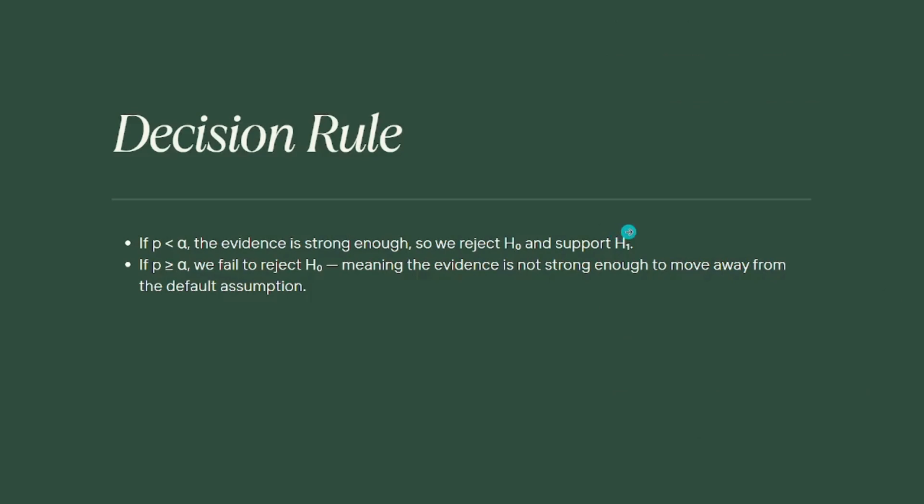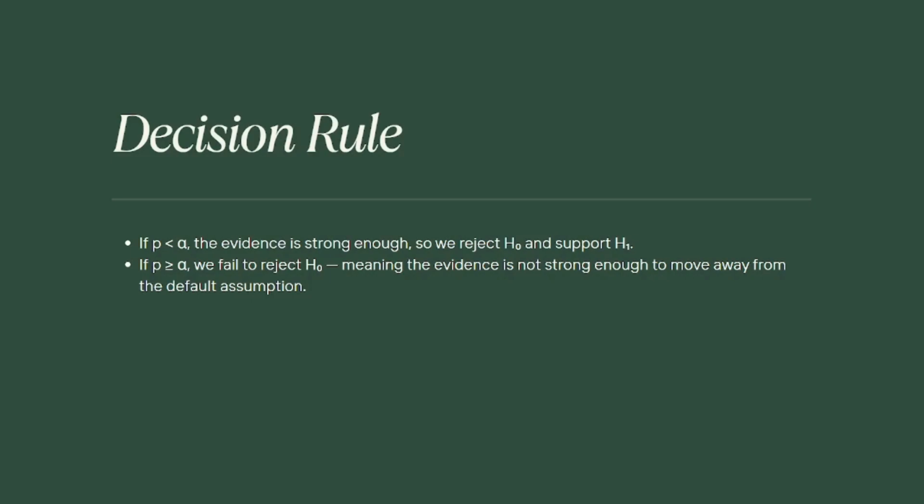Finally, we decide to make a decision when we have the p-value and the evidence. If the p-value is smaller than alpha, the significance level, the evidence is strong enough, so we reject H0 and accept H1. If the p-value is larger than or equal to alpha, we fail to reject H0, meaning that the evidence is not strong enough to move away from the default assumptions.